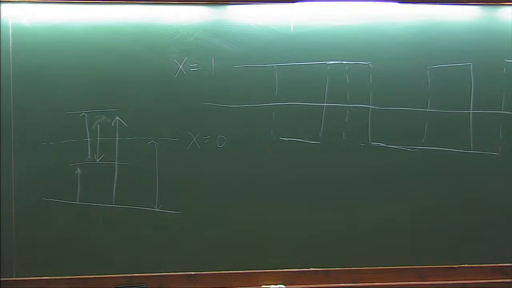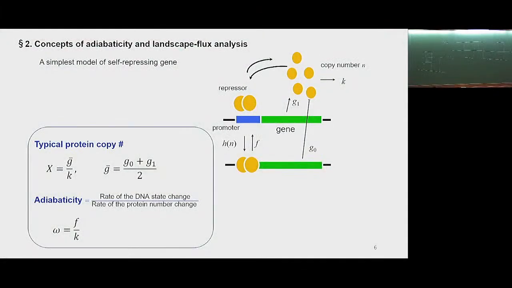So instead of considering the quantum states, we consider the DNA states. If the DNA state change is very rapid, we need to consider some average DNA state. But if these transitions are slower than the protein number change, I mean, this adiabaticity omega is smaller than 1, then we can consider the two different states independently.